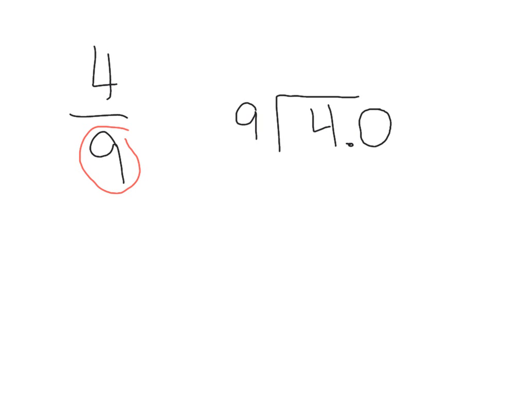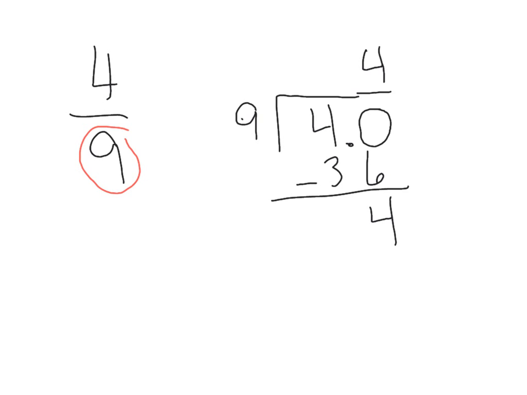The reason I'm allowed to do that is because the 4.0 is the same or equivalent to 4. So I can add on as many zeros after this as I want, and it still doesn't change the value. So 9 goes into 40 4 times, and then I multiply. 4 times 9 is 36. So I take away 36 to see how much I have left over. I have a remainder of 4.